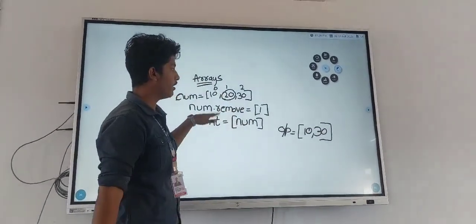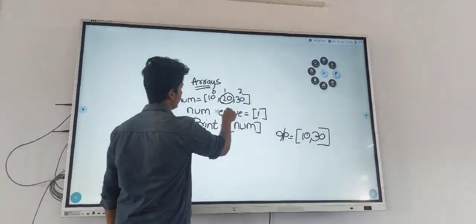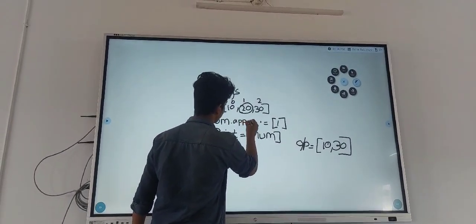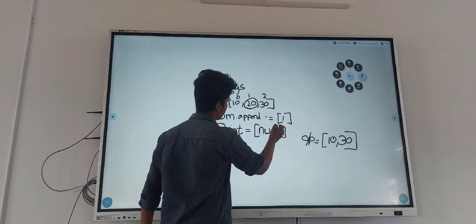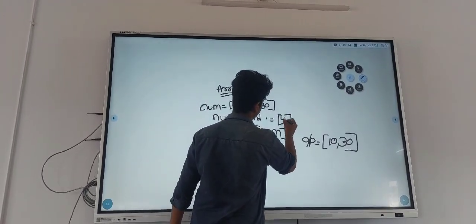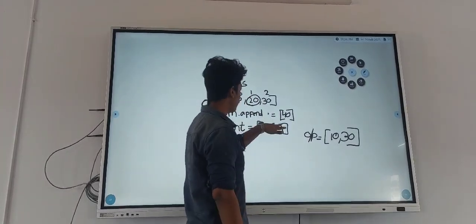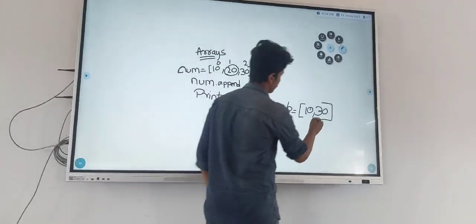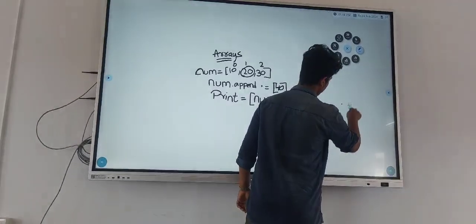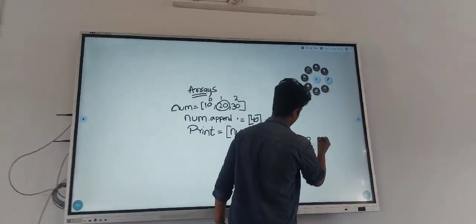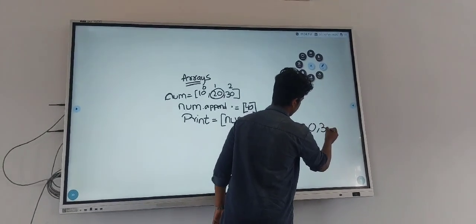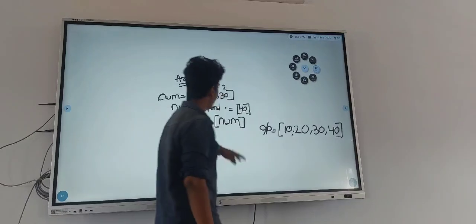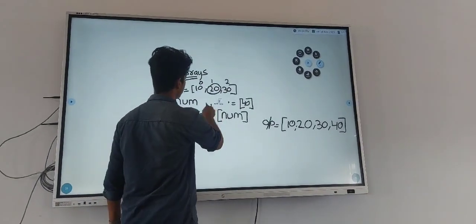So now we insert the element in the array. So for inserting, using the element 40 means the element will be added last. If you want to add the element in the middle, you have to use insert.